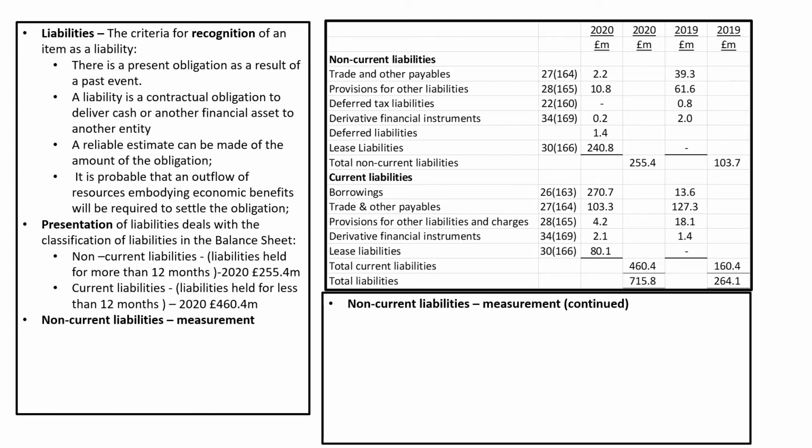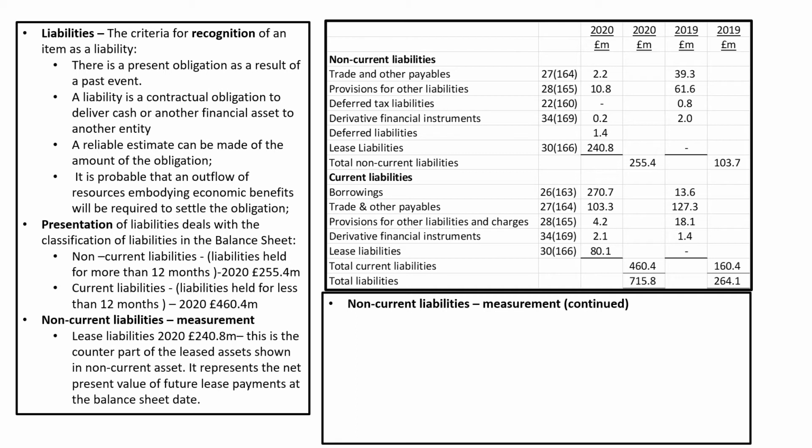Non-current liabilities measurement. The biggest item there is lease liabilities, in 2020 of 240.8 million, and this is the counterpart of the leased assets shown in non-current assets. It represents the net present value of future lease payments at the balance sheet date.